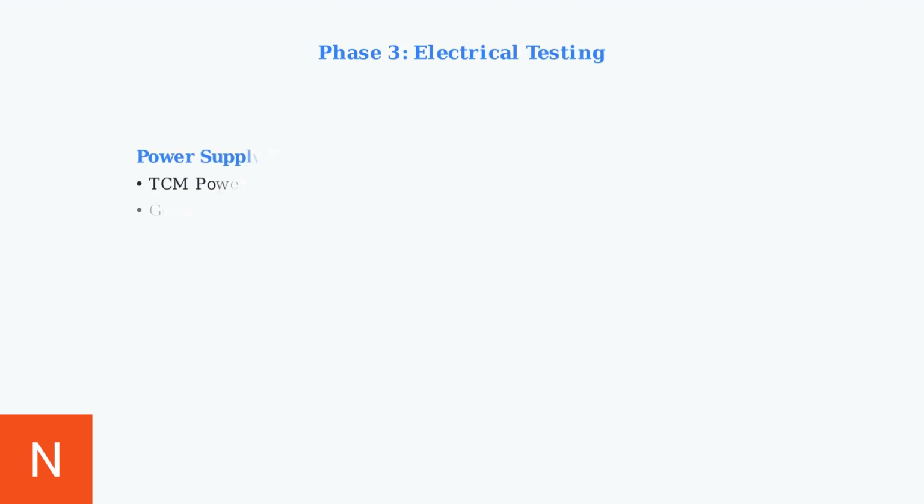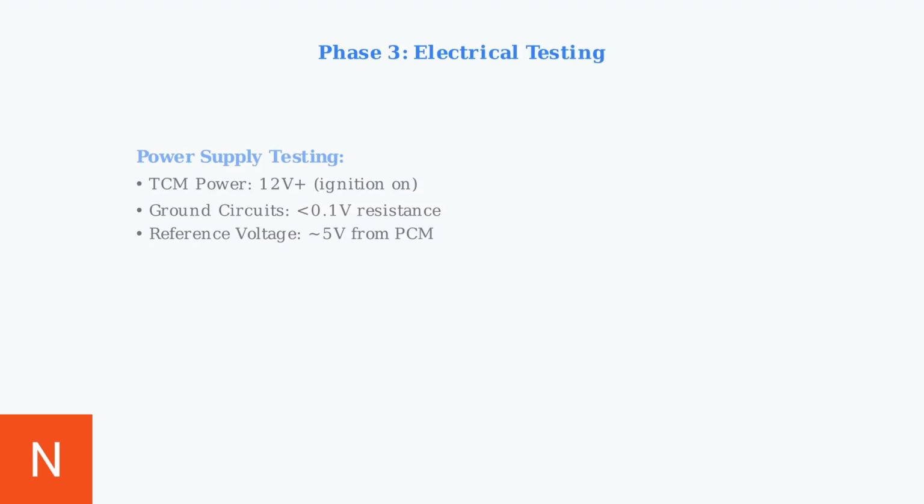Electrical testing is crucial for accurate diagnosis. Start by verifying the TCM power supply, which should read 12 volts or higher with the ignition on, and check ground circuits for less than 0.1 volts resistance.